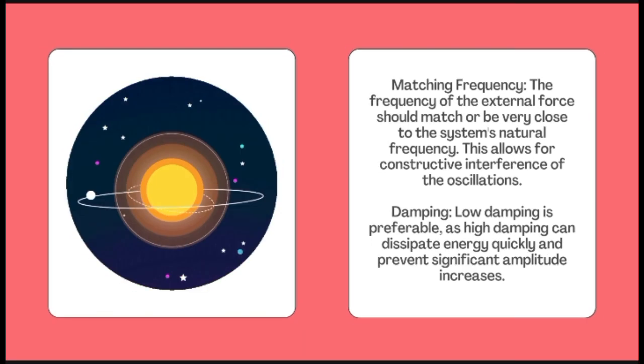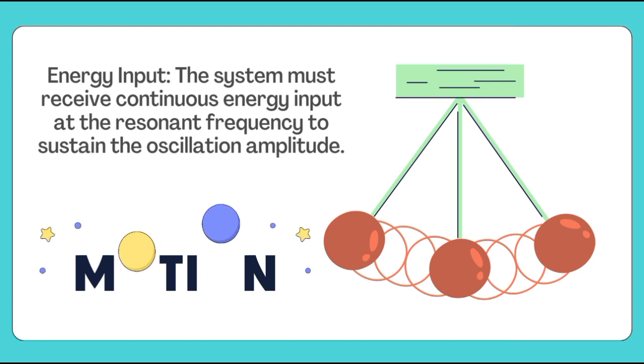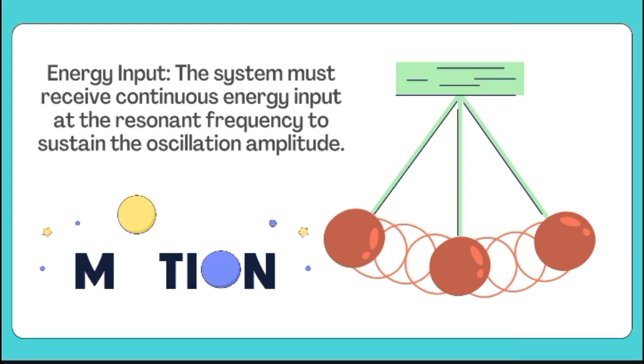Matching frequency. The frequency of the external force should match or be very close to the system's natural frequency. This allows for constructive interference of the oscillations. Damping. Low damping is preferable as high damping can dissipate energy quickly and prevent significant amplitude increases. And the last one is energy input. The system must receive continuous energy input at the resonant frequency to sustain the oscillation amplitude.